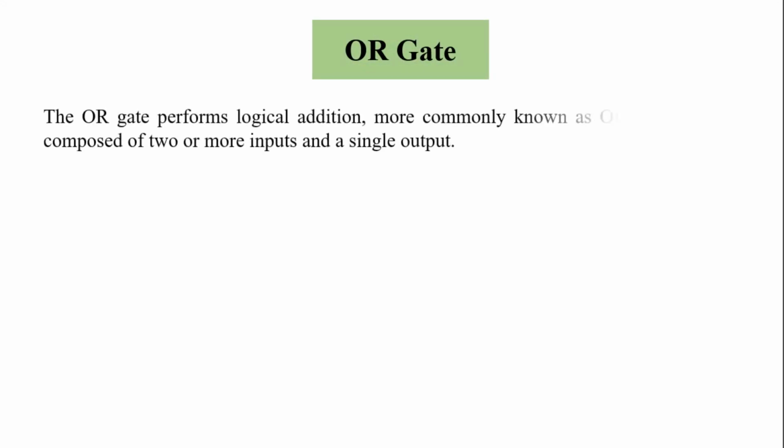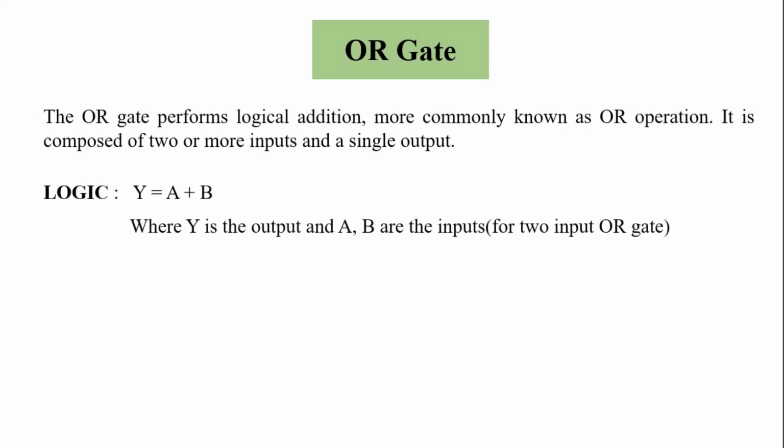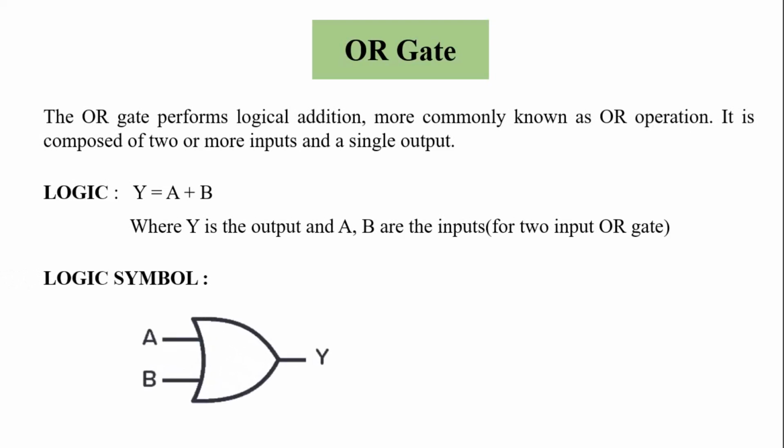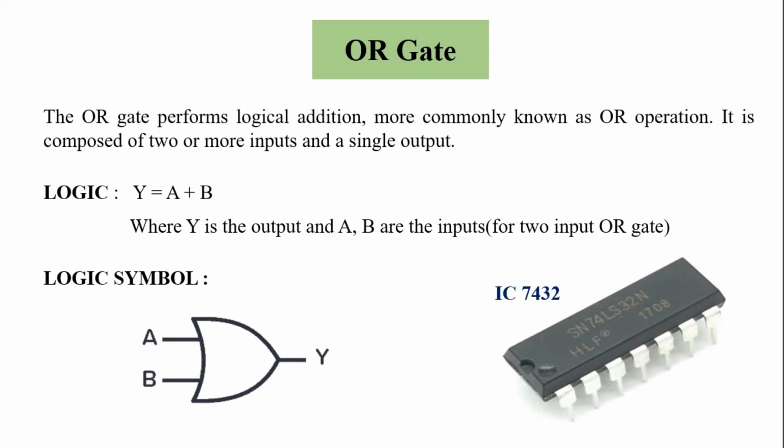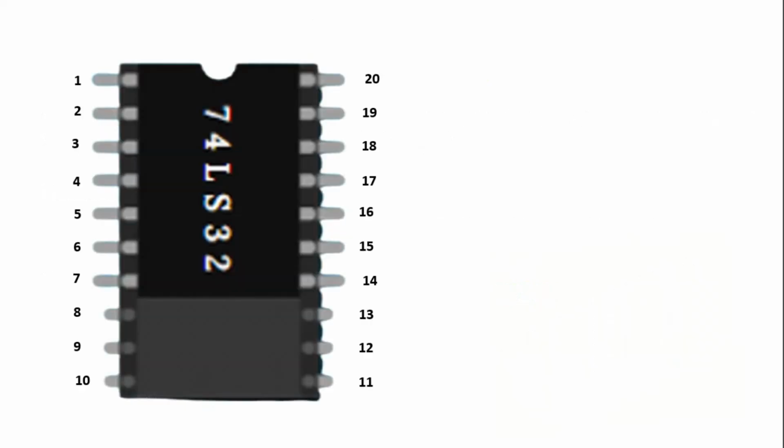Now we will see the OR gate. OR gate performs logical addition, that is more commonly known as OR operation. Logic of two input OR gate is Y equal to A plus B, where A and B are inputs and Y is the output. Logic symbol of two input OR gate looks like this. OR gate IC number is 7432. We will use this IC on the simulator.